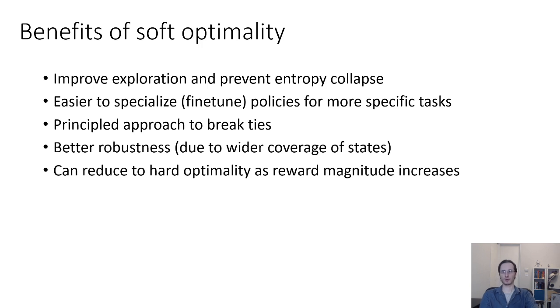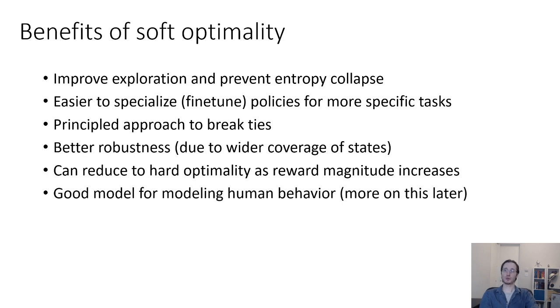And of course, this framework reduces to classical hard optimality as the reward magnitude increases, or if you put a temperature and drive that temperature to 0. It's also a good model for modeling human behavior, which is not in general deterministic, and humans do tend to make mistakes. So this basically says you can make mistakes, but the mistakes become exponentially unlikely as their reward decreases. So we'll talk about this a lot more on Wednesday.